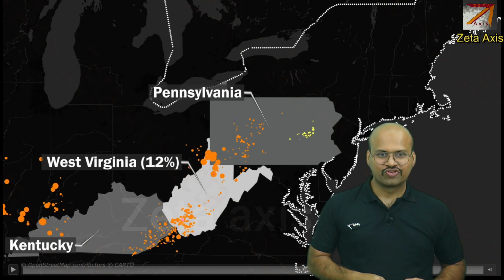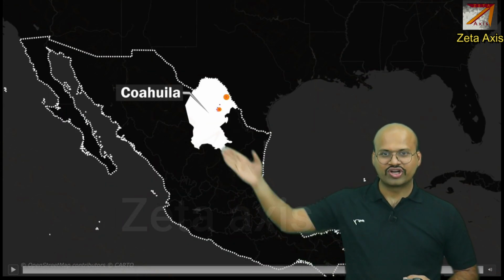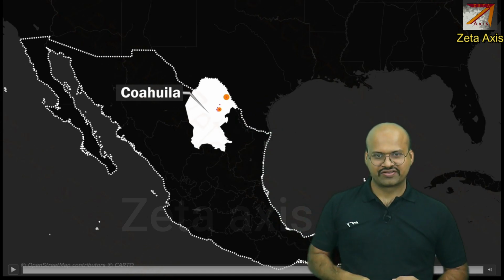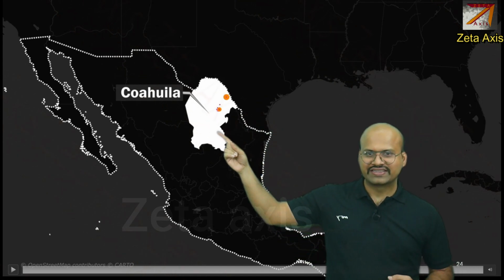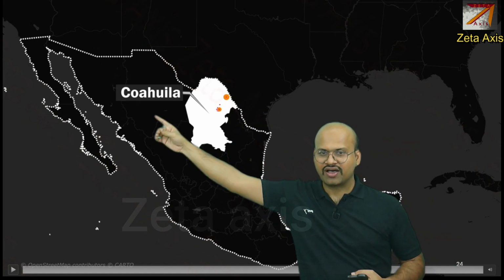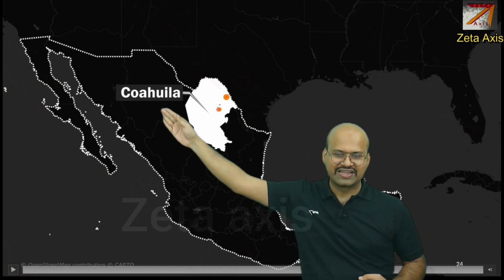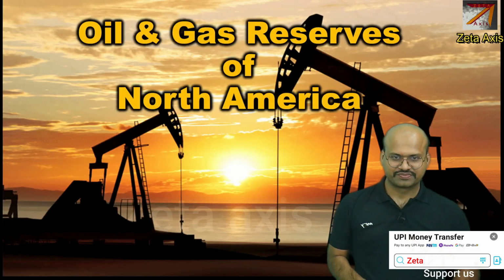Now let's move to Mexico. And in Mexico we find coal deposits in the northern region. We can see that these coal deposits of Mexico are located in the state Uhala or something like that. I do not know the right pronunciation of this word.